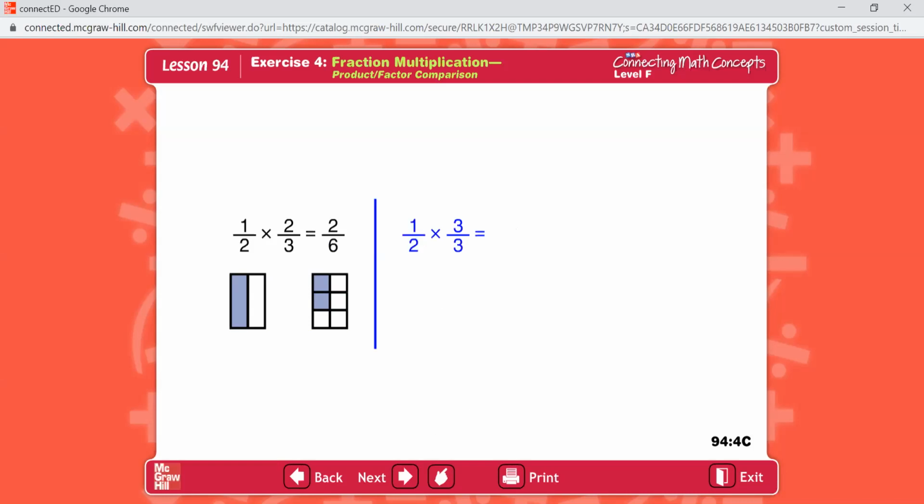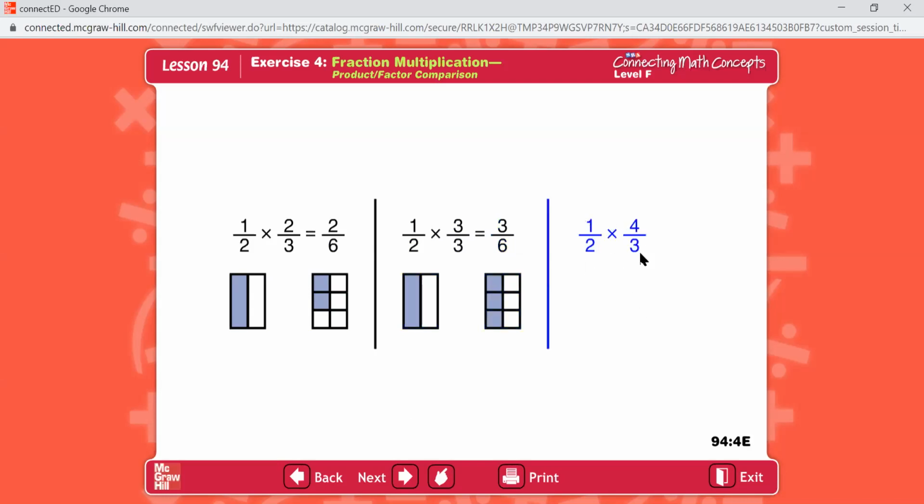Here's an example. Notice just as much is shaded with 1/2 as 3/6. They're the same. They equal each other because we're multiplying by 1. Because if you multiply 1 by any other number, it's itself. 1/2 times 1 is 1/2. 1/2 times 3/3, which is the same as 1, equals 3/6.